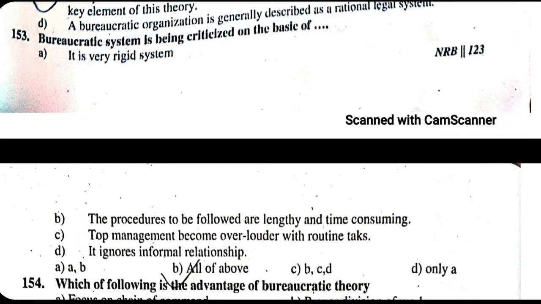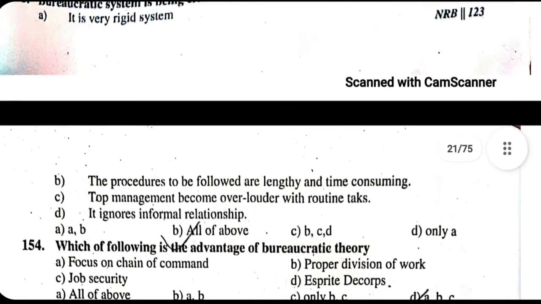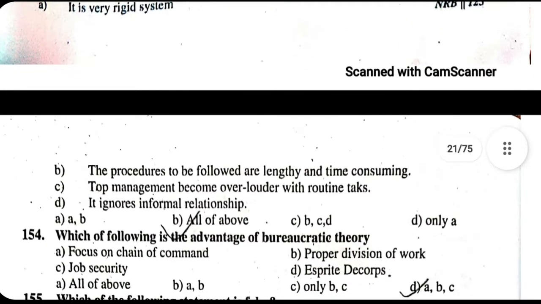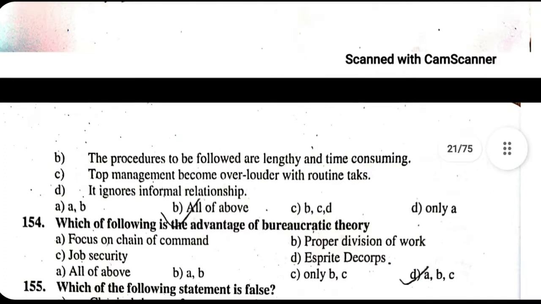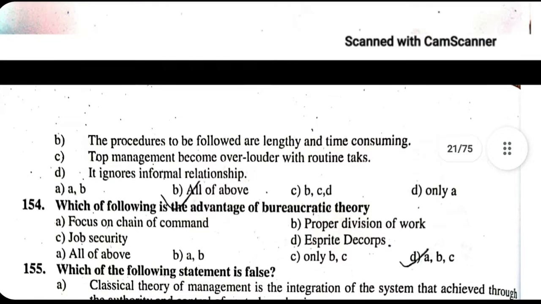154. Which of the following is the advantage of bureaucratic theory? A. Focus on chain of command. B. Proper division of work. C. Job security. D. Spirited curves. The correct answer is A, B, and C, which is focus on chain of command, proper division of work, and job security.